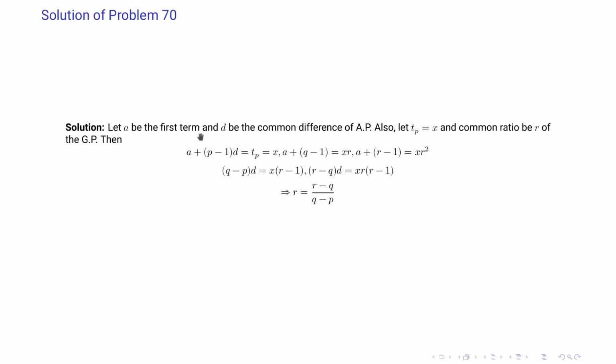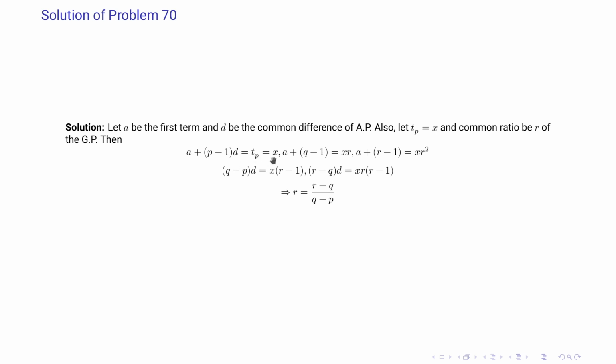We let A to be the first term and D to be the common difference. We also let the pth term to be X and the common ratio to be R of the GP. Then we can say that A plus (P minus 1) into D is equal to T p is equal to X. A plus (Q minus 1) D is equal to XR. A plus (R minus 1) D is equal to X R square.